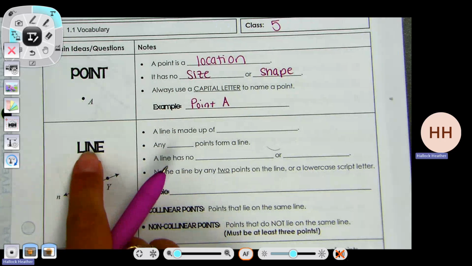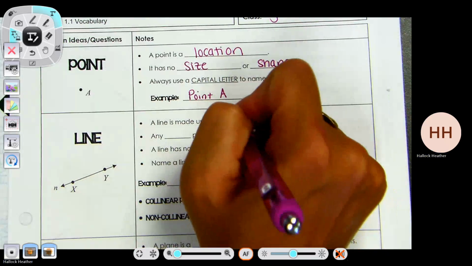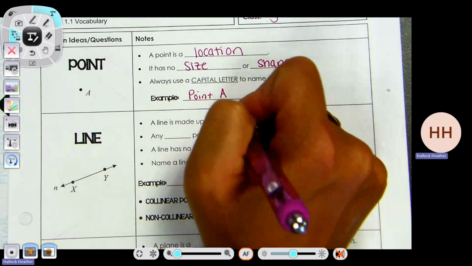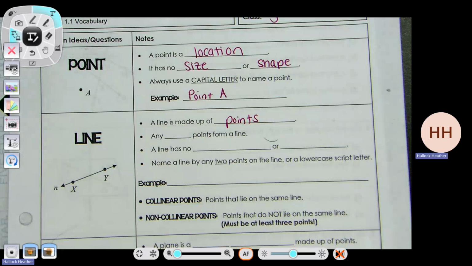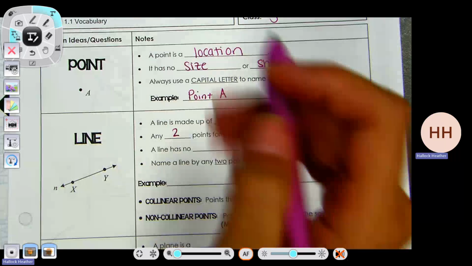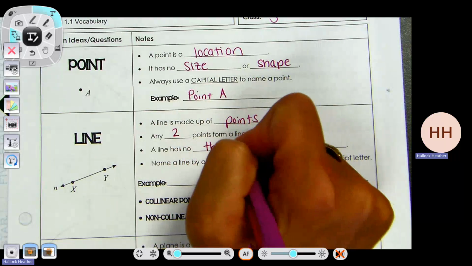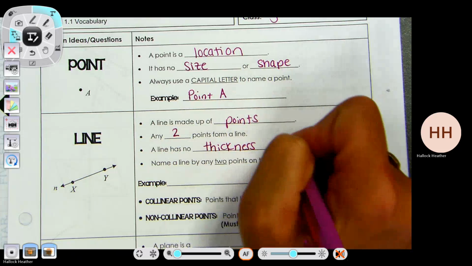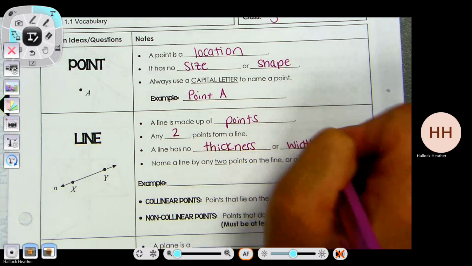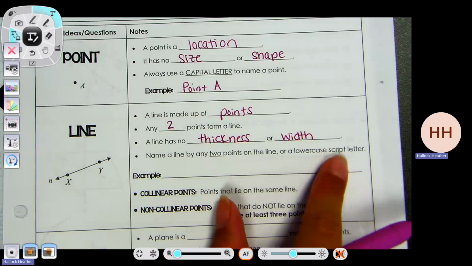A line is made up of points. Technically, it's an infinite amount of points. There's a bunch of points that make up a line. The minimum amount that you need is 2. So any 2 points technically form a line, and a line has no thickness or width. You can name a line using any 2 points or technically a lowercase script letter.